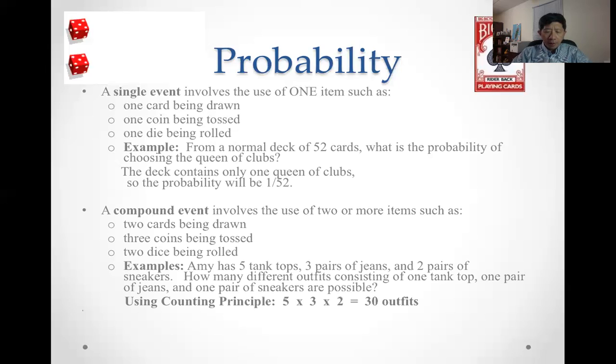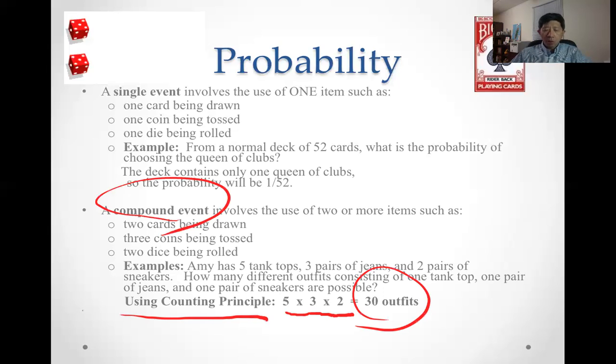Amy has 5 tank tops, 3 pairs of jeans, and 2 pairs of sneakers. How many different outfits consisting of one tank top, 1 pair of jeans, and 1 pair of sneakers are possible? So we are using what? The counting principle. We take 5 times 3 times 2. When it comes to a compound event, we use the counting principle. We take 5 times 3 times 2. So therefore, the total is how many? 30 outfits, okay?